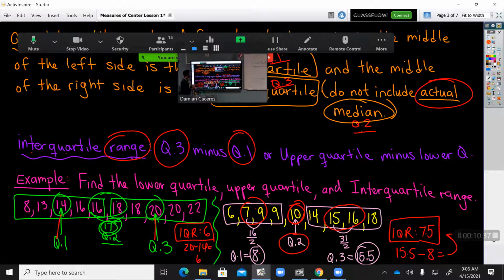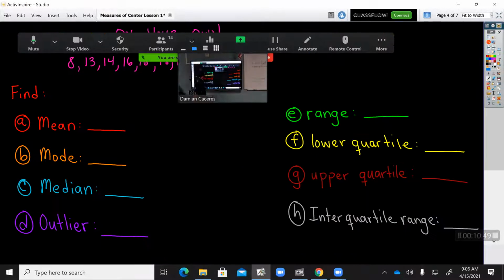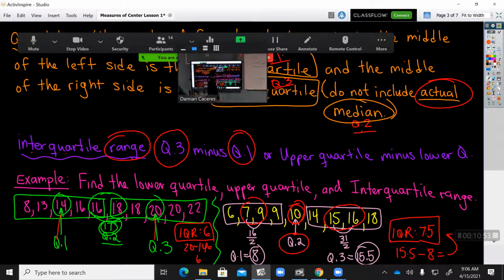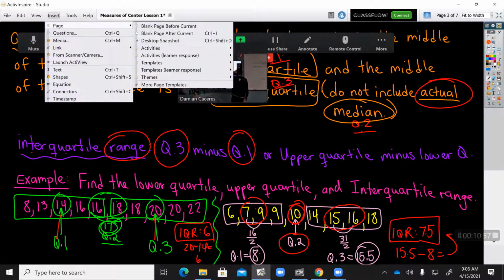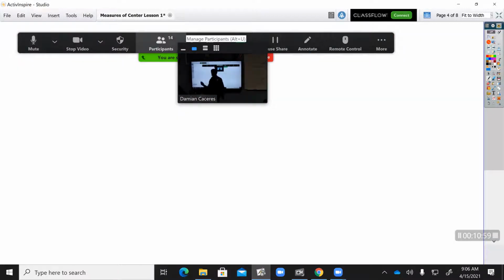Now, what we're going to do on the following page, we're going to copy this information that we just got, and we're going to create something using that information. So, on the next page, I want you to write these things right here.